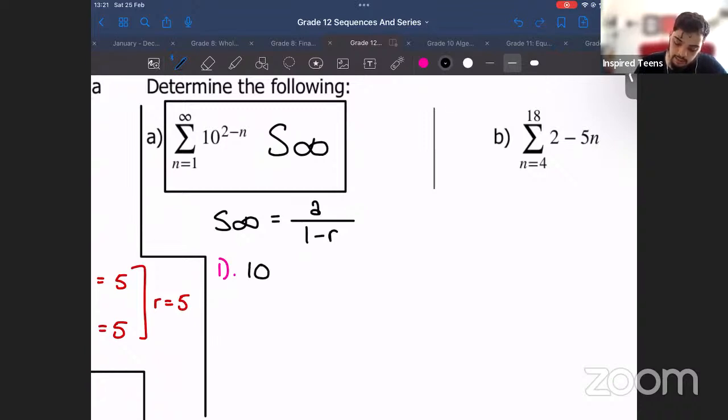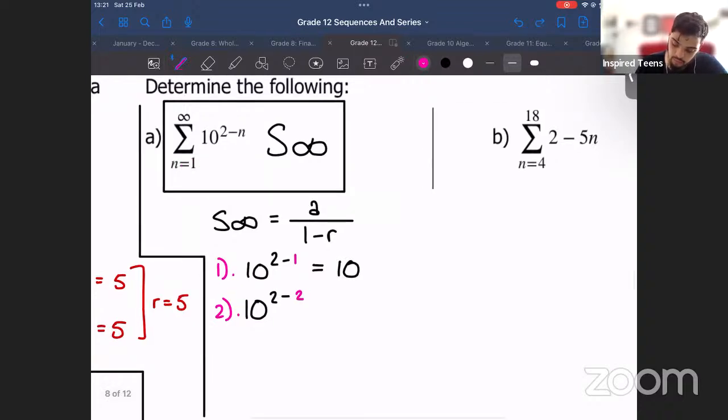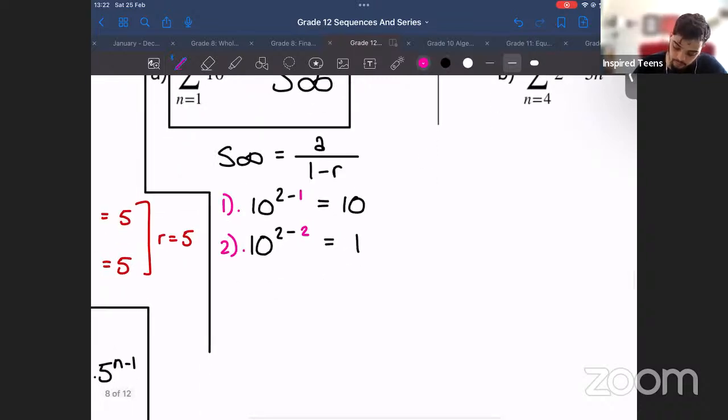So 10 to the power of 2 minus 1. 2 minus 1 is 1, so 10 to the power of 1 is 10. Then 10 to the power of 2 minus 2, because after 1 comes 2. 2 minus 2 is 0, so that's 1. Okay, 10 to the 2 minus 3.